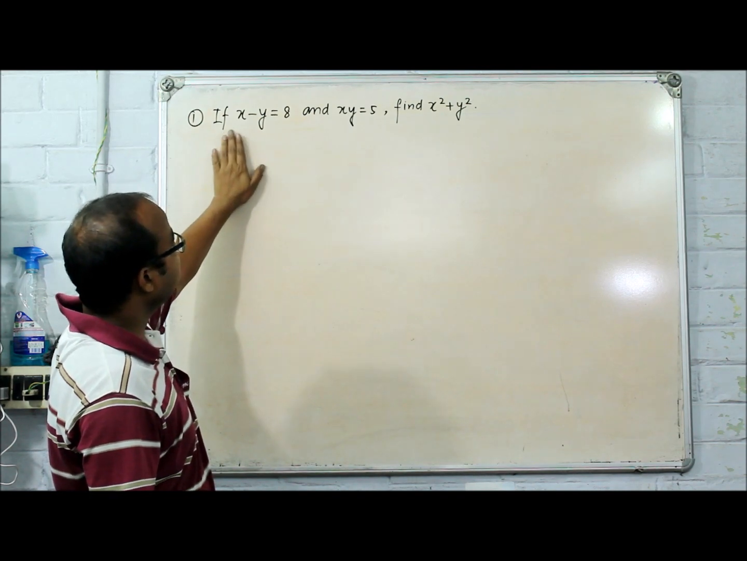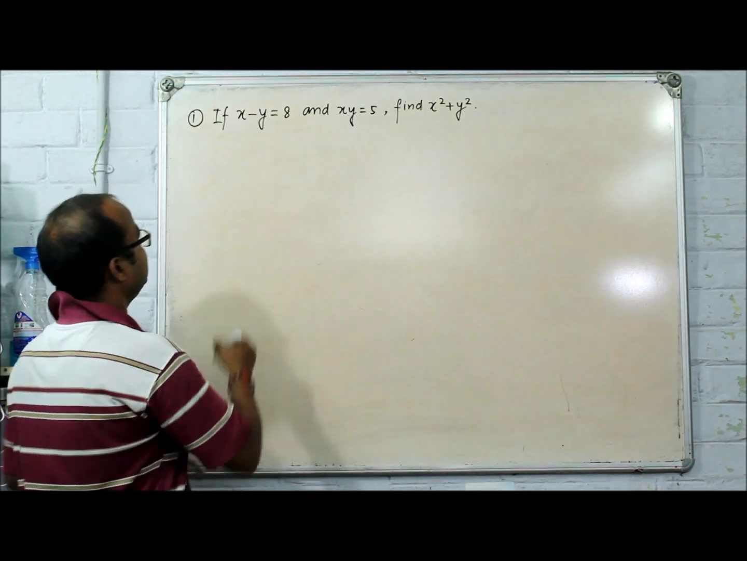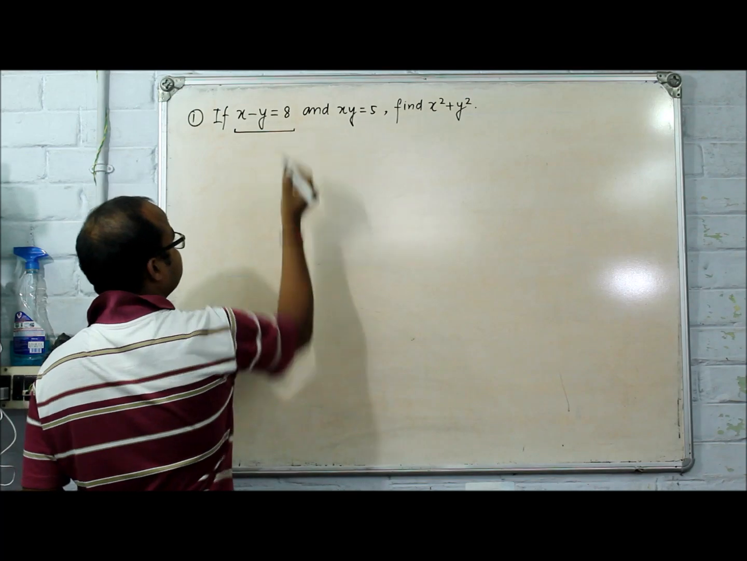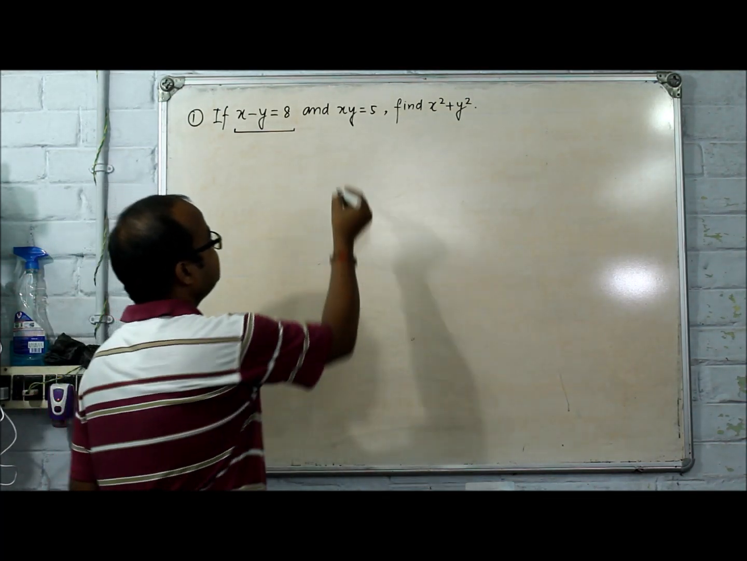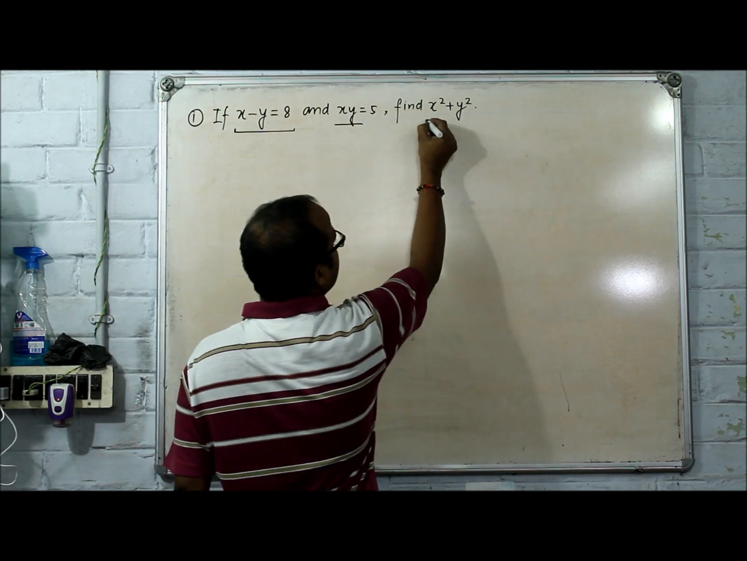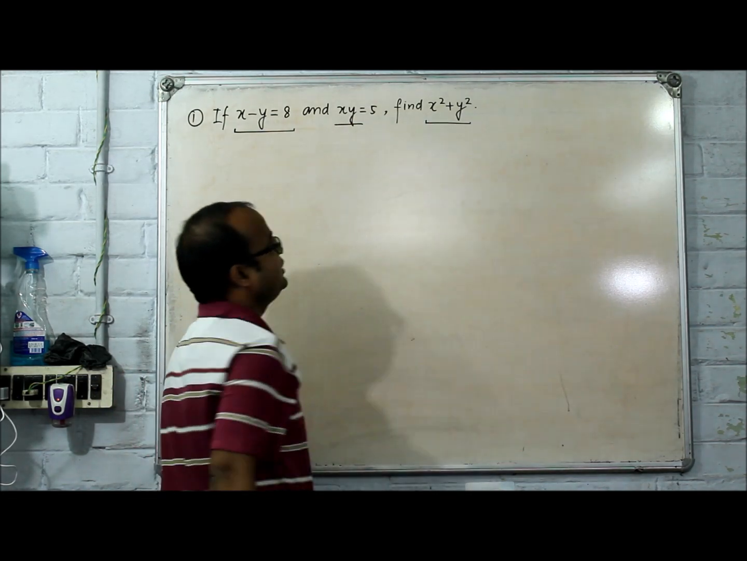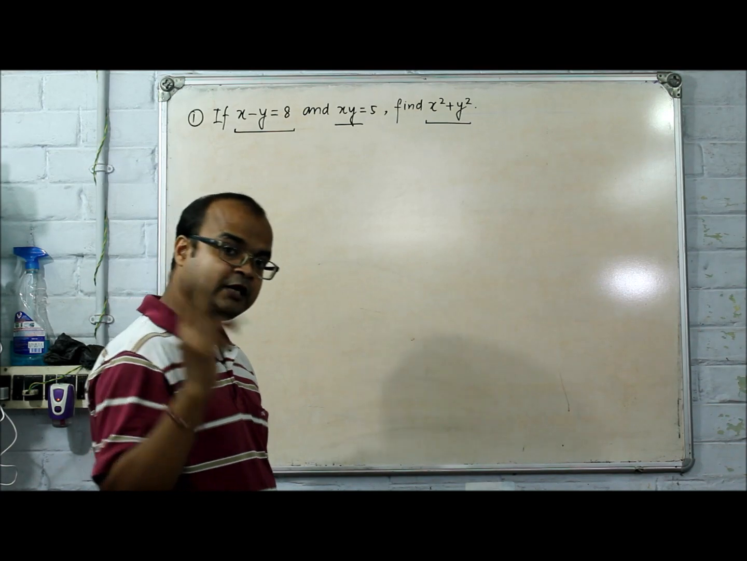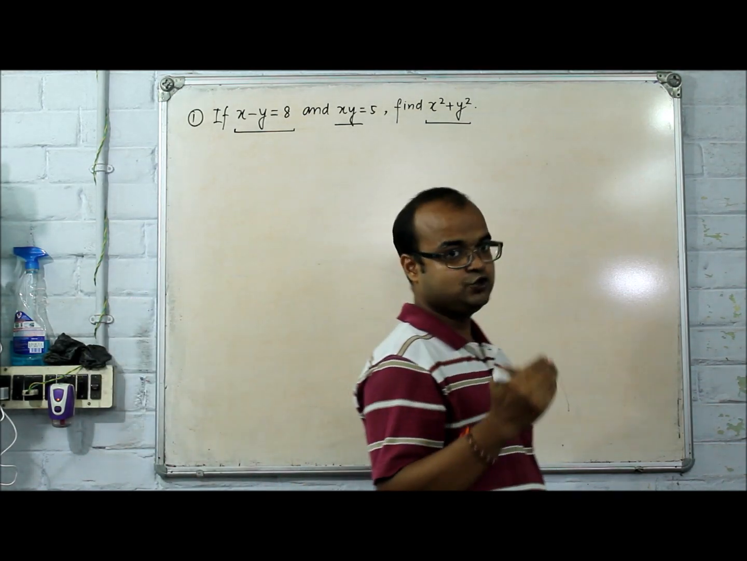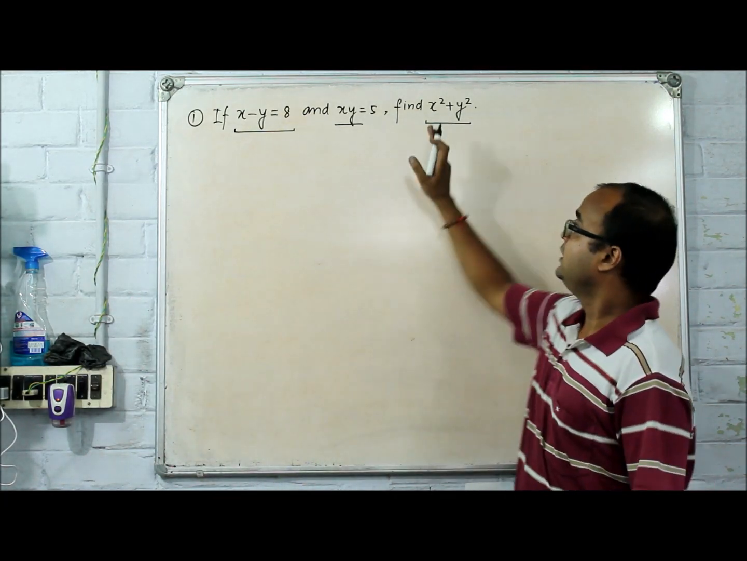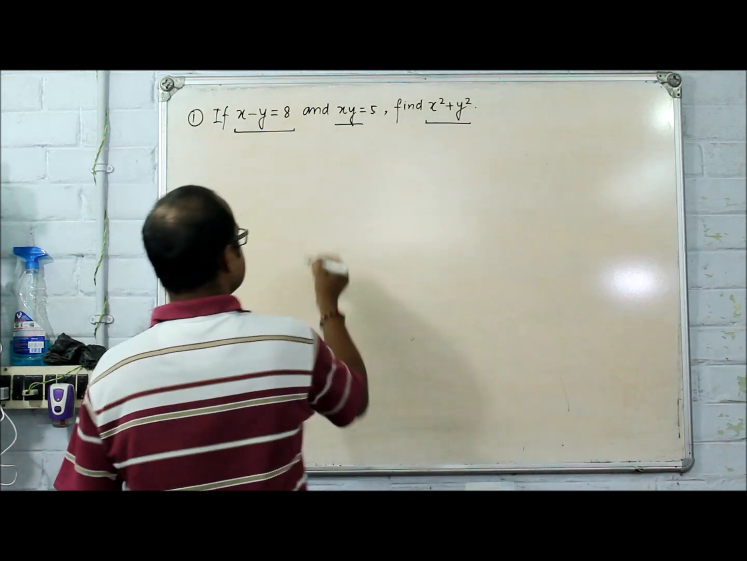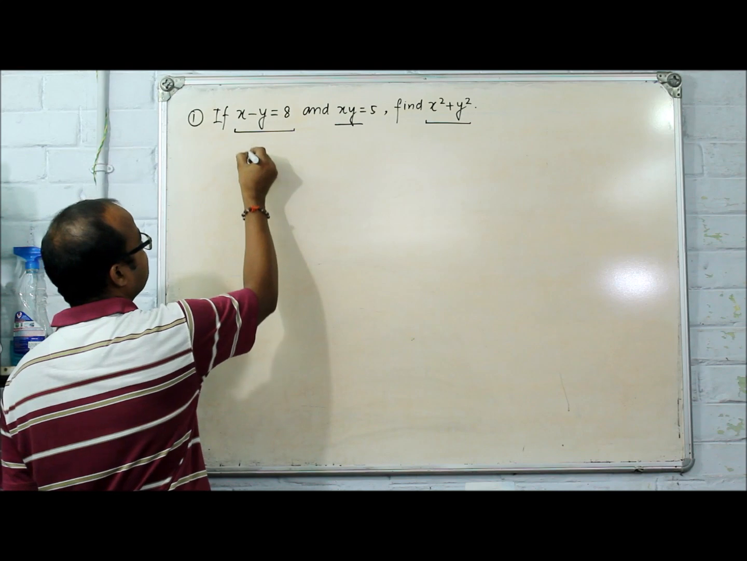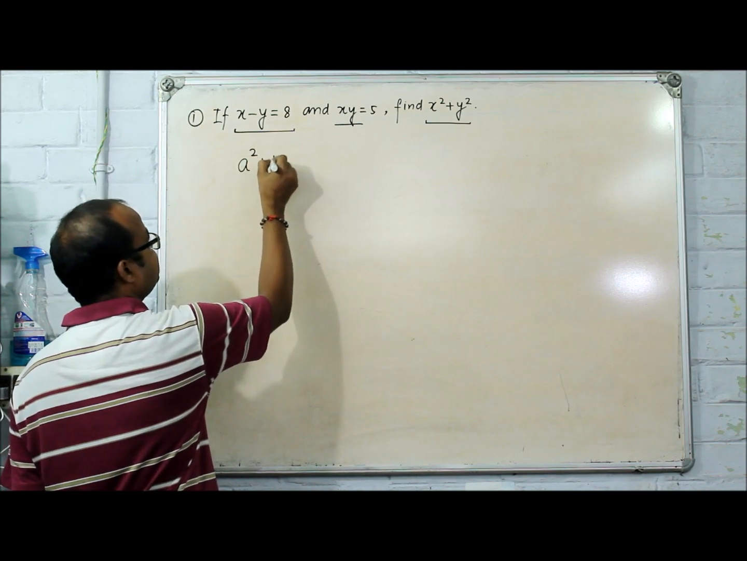If x minus y is equal to 8 and xy is equal to 5, we have to find out x square plus y square. So there are two methods by which you can find out the value of x square plus y square. First thing, you can apply the formula of a square plus b square.